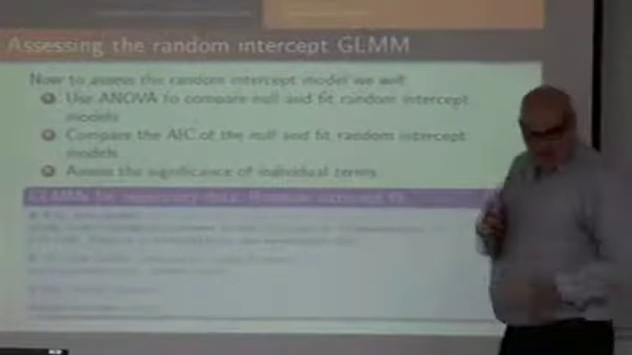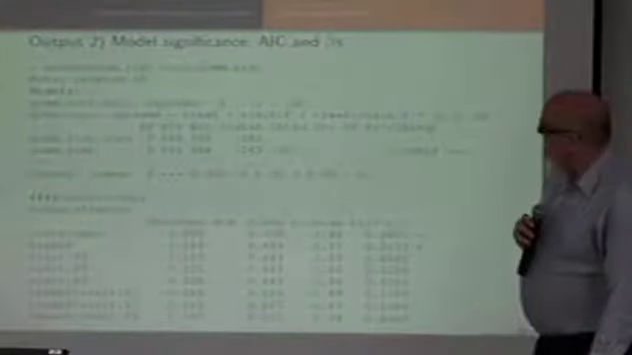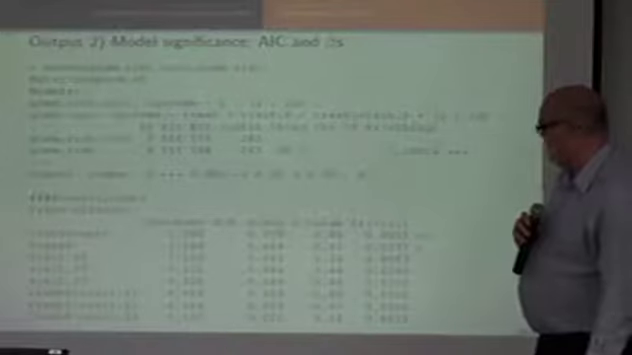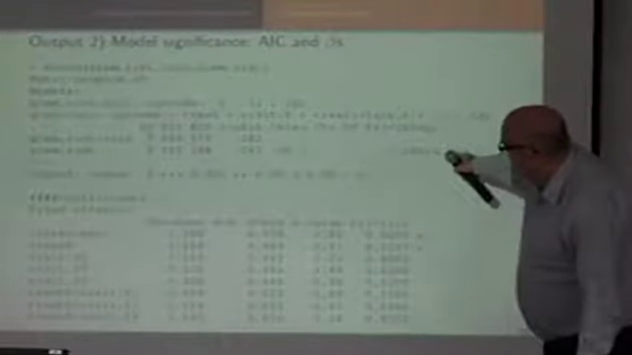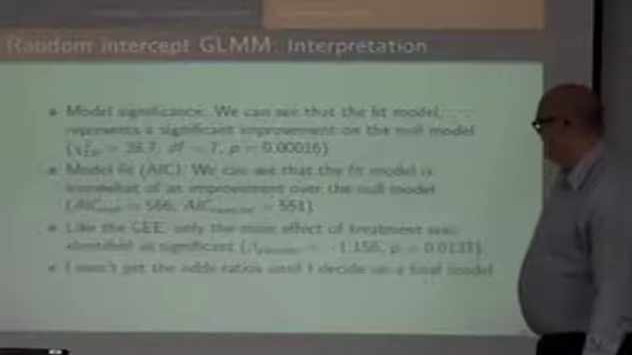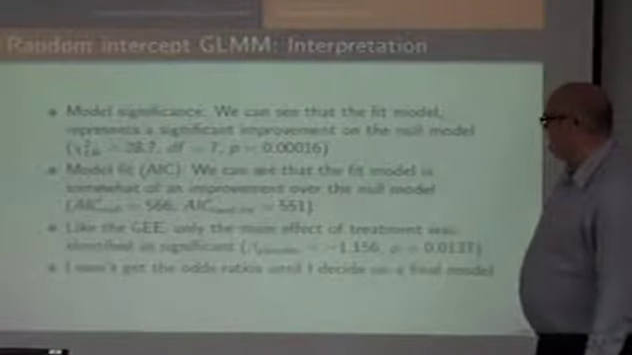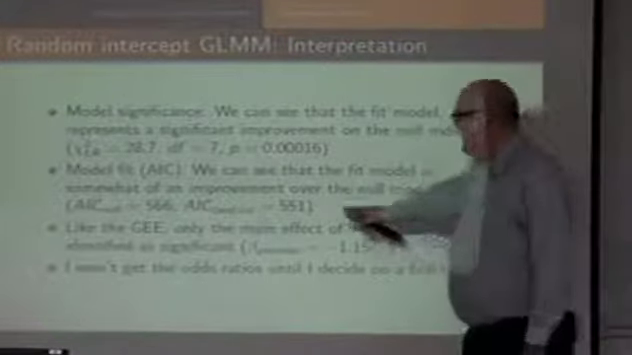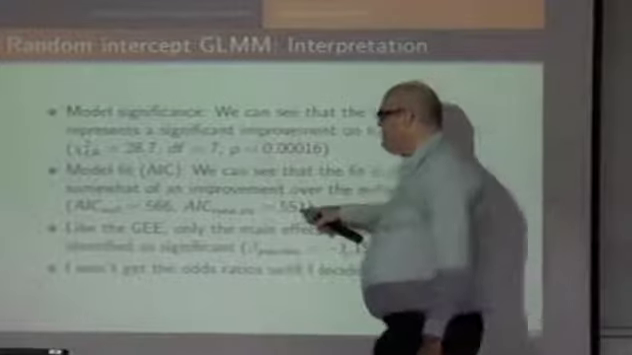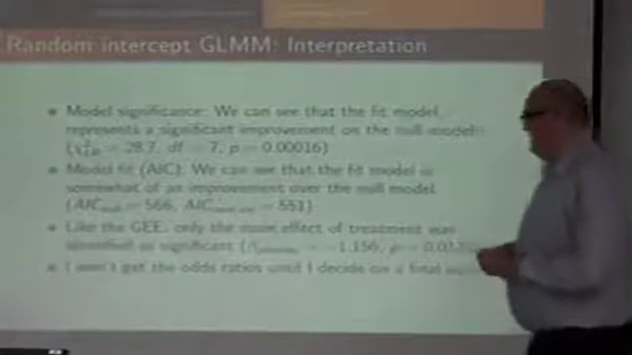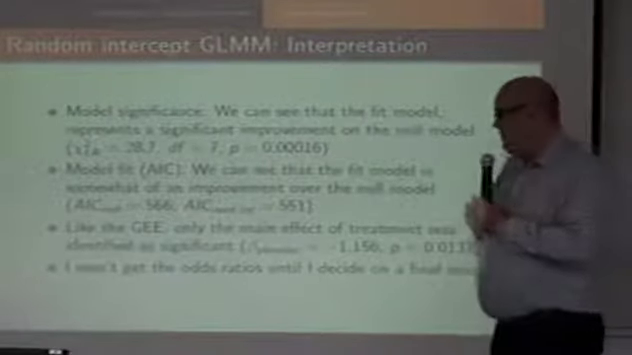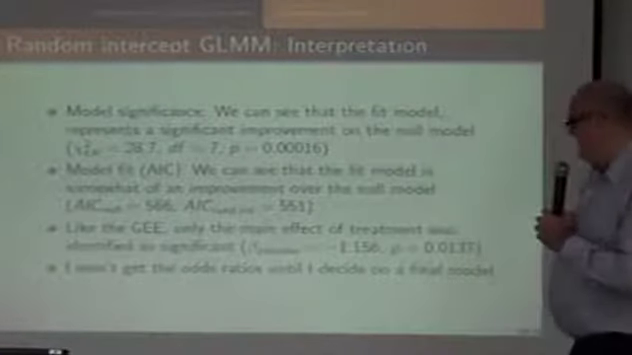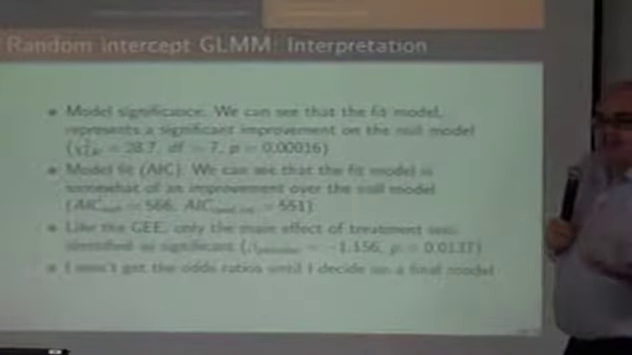And then I get a summary. Okay, there it is. It gives us much the same result. That tells us that only treatment is significant. We can see that the model represents a significant improvement on the null. We can see that the AIC associated with the random intercept was somewhat of an improvement over the null. And that, like the GEE, only the main effect for treatment was significant. I'm not going to talk about the odds ratio until I decide on the final model.